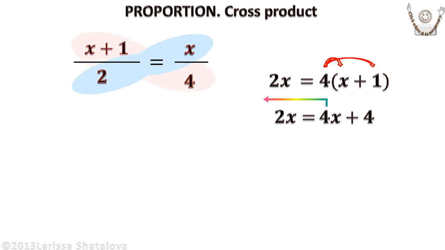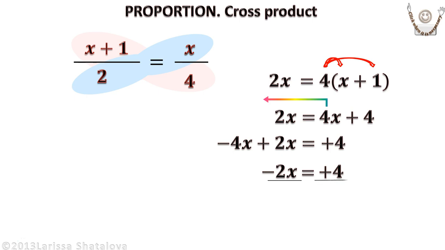Next step, we have to separate terms with variable and constant terms. Let's move positive 4x from the right to the left, and it becomes negative 4x on the left. Next, we have to simplify negative 4x and positive 2x, which is negative 2x equal positive 4. And because we are looking for positive 1x, we have to divide both sides by negative 2, and we will have x equal negative 2. We're done.